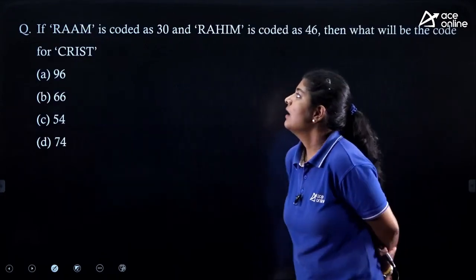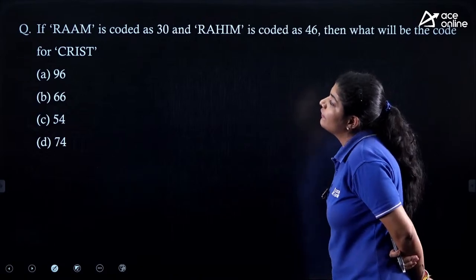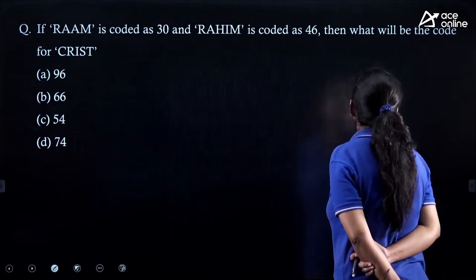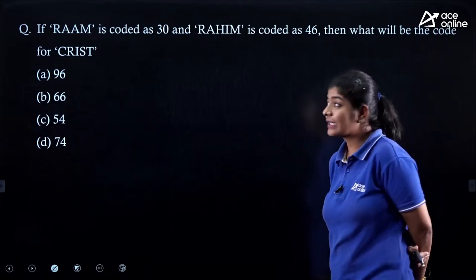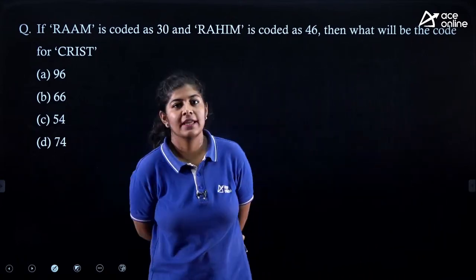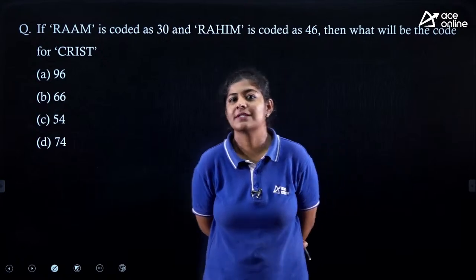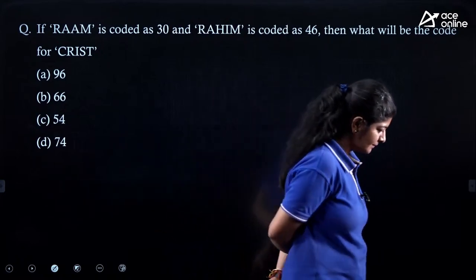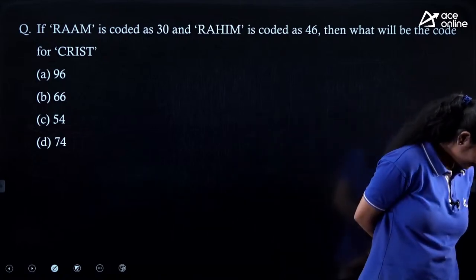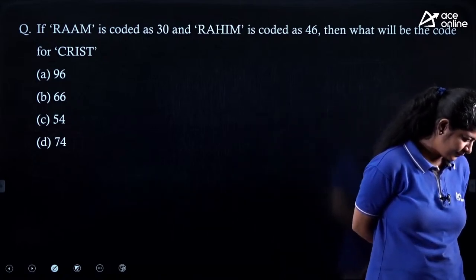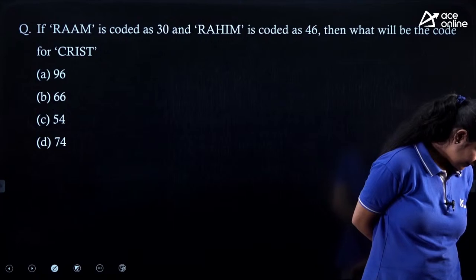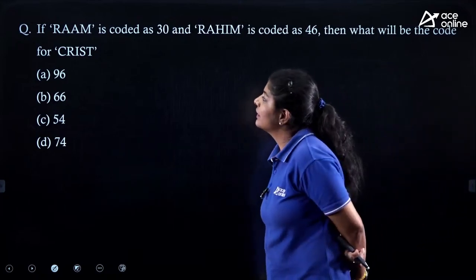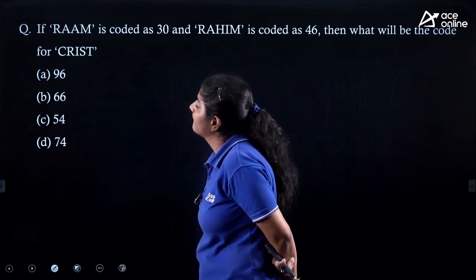Next. The next question is saying that if Ram is coded as 30 and Rahim is coded as 46, then what will be the code for the word Christ? So again, what we need to do, we just simply need to understand the logic behind it and get the answer of it. Very good, Shiva. Very good, smart. Now try to solve this particular question and let me know what answer you people are getting.